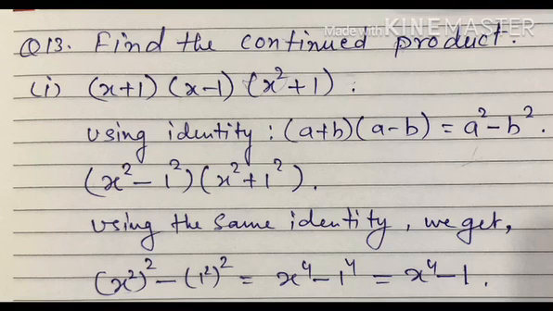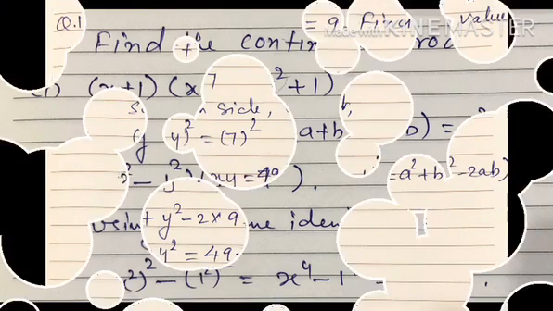The (x plus 1) and (x minus 1) become x square minus 1 square, and the rest is (x square plus 1). We put 1 square for using the identity. Using the same identity, we get (x square) whole square minus (1 square) whole square, which is equal to x with the power 4 minus 1 with the power 4, which is equal to x with the power 4 minus 1. You have to solve the rest of the parts, second, third, fourth, from question number 13.